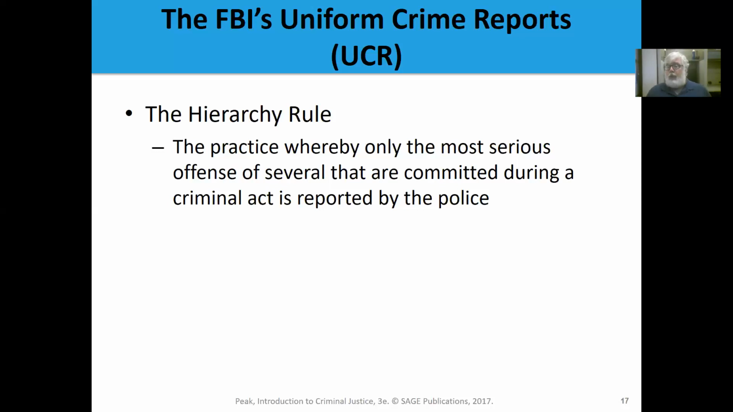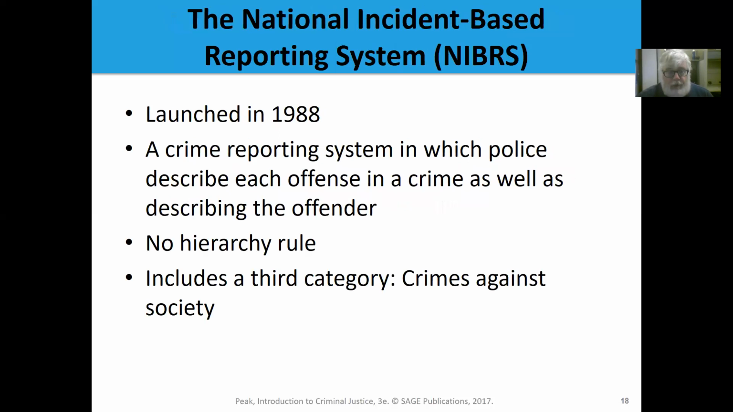That's another thing. We don't know the total number of crimes that are committed, because for each incident, only one crime is going to be counted, and it's the most serious one in that particular incident. Again, the NIBRS system is going to look at them all and give you a whole lot of data. And this is what I'm talking about.